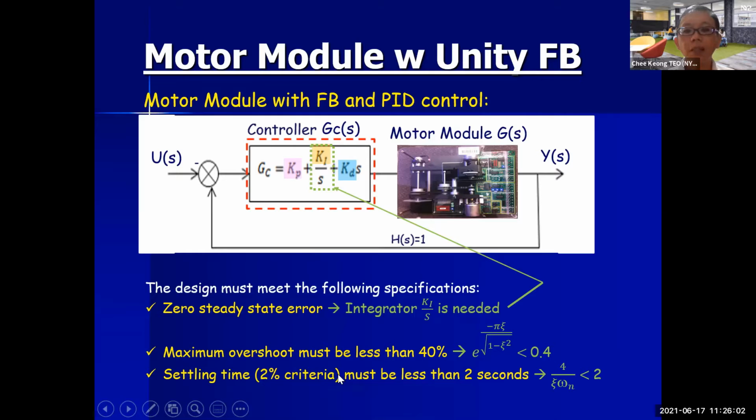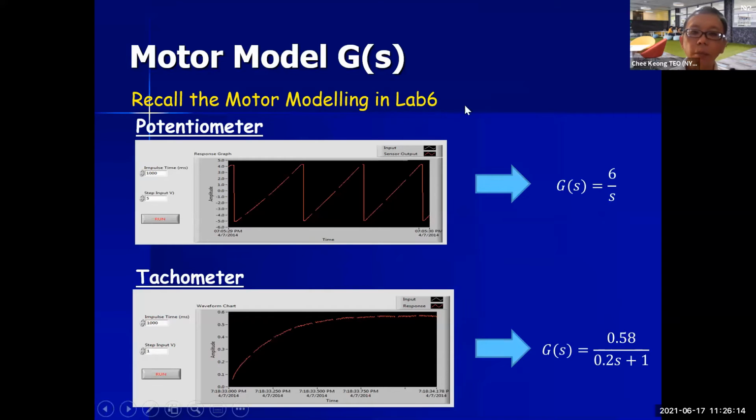So through these three specifications given by the customer for you to design, it actually prompts you to different equations to be used in the later part of your PID design. Okay. Now, recalling from the last lab, which is lab 6, we did the potentiometer modeling. If you run and check out the model, it is given by some kind of sawtooth wave, and we have already derived it as G of S equals 6 over S, right?